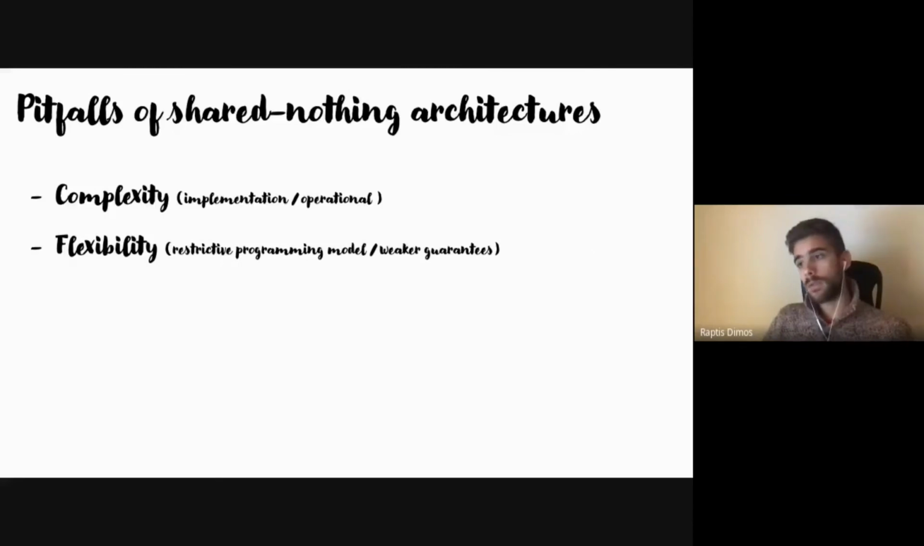The second area of reduced flexibility is weaker guarantees. So a lot of these systems provide weaker guarantees, like a lot of distributed data stores provide eventual consistency instead of strong consistency. And as we saw, Kafka, for example, provides only ordering guarantees inside a single partition.